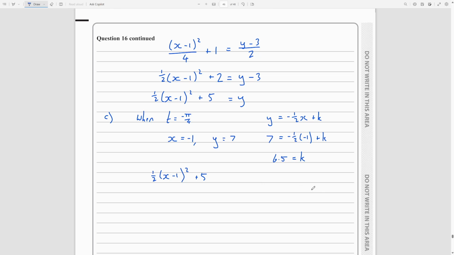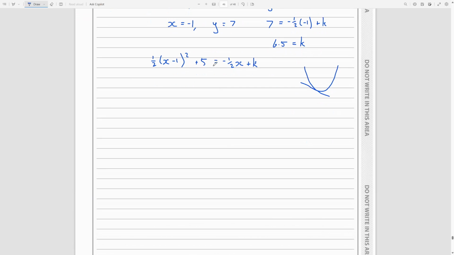And we can say that if it just skims the bottom, where here's your quadratic and here's your line, then when we set that equal to the line, we should get just one solution, which means the discriminant should be 0. Let's work that out. Let's expand this. We get half x squared minus 2x plus 1 plus 5 equals minus a half x plus k. Expand this, it's a half x squared minus x plus a half plus 5 equals minus a half x plus k.